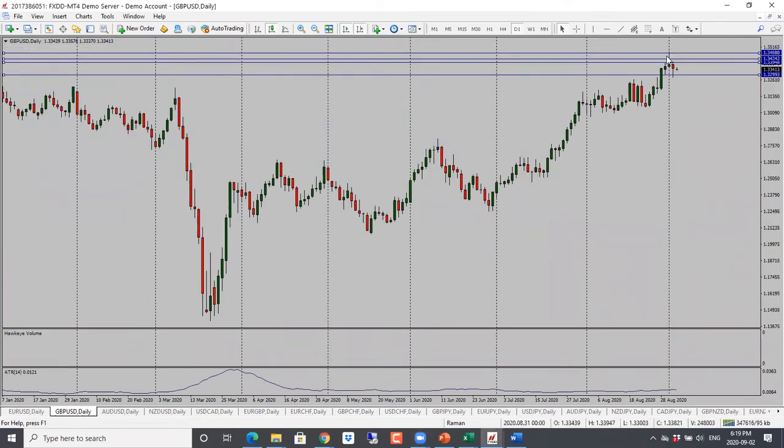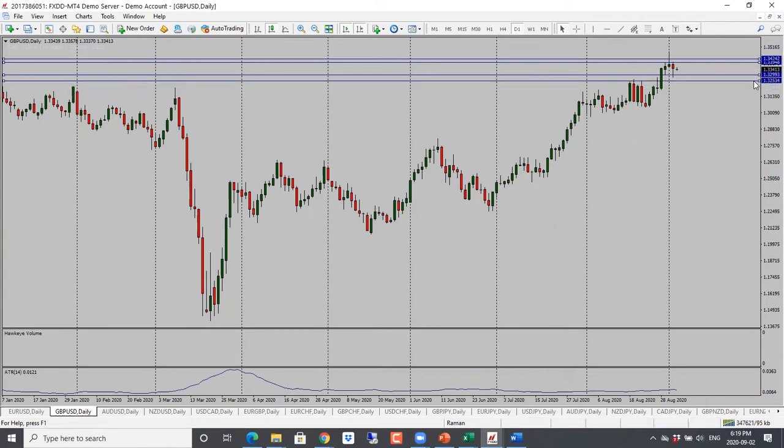Pound dollar, we were looking for a drop here. We did get this drop. Now price has pulled back from there, so we do need to be careful at this point. It's still bearish. Just watch out for the support level at 1.33. Once we see a drop through that, then 1.3250. So bearish bias here for pound dollar.